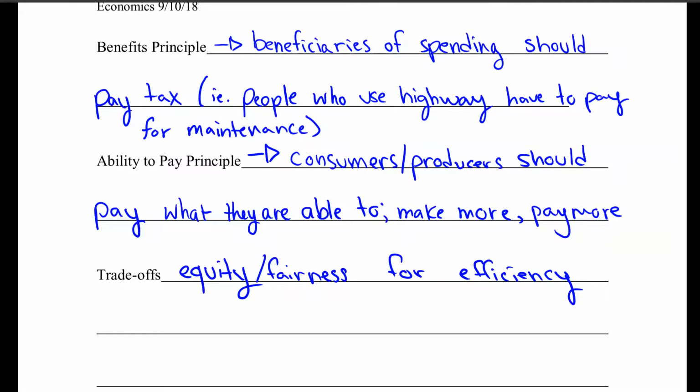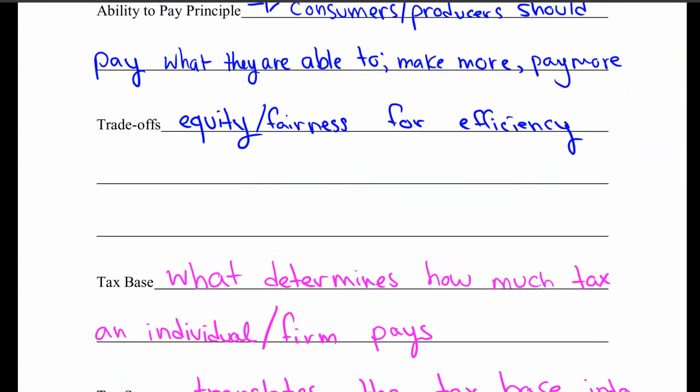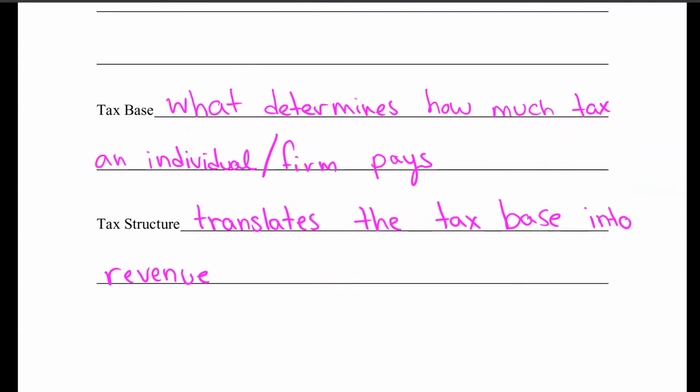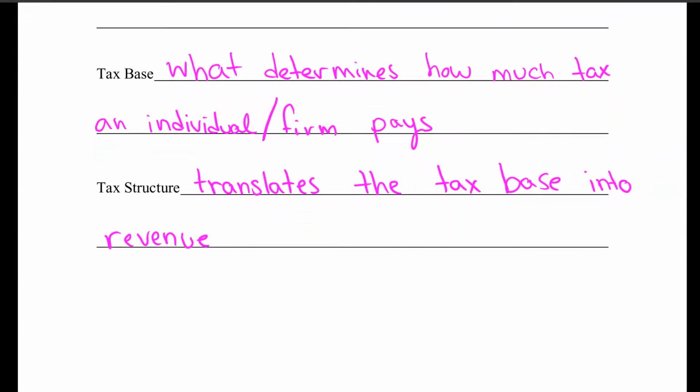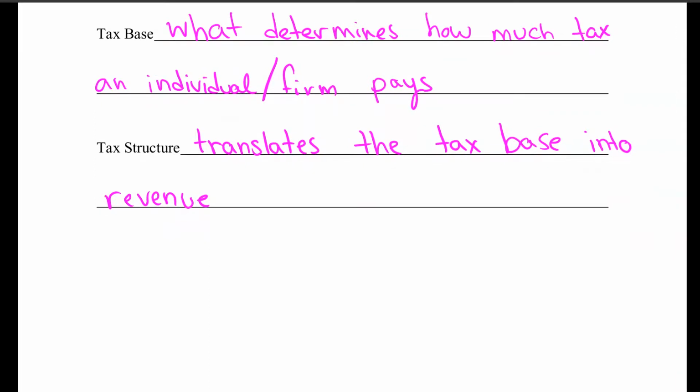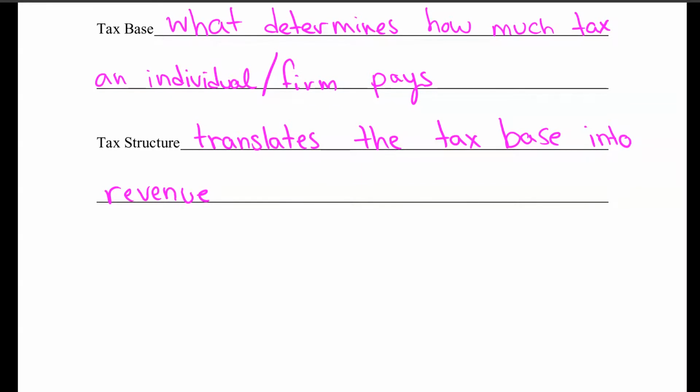All right, so now we've got just some specific tax vocab to dig into. So a tax base is going to be what determines how much an individual or firm pays in taxes. So that's going to be like your taxable income. If you're a company, that's going to be your real estate, all that stuff. Tax structure is what takes our tax base and turns it into revenue. So say our tax base is the monthly salary of an employee, which is $3,000. The tax structure is going to be, well, we're taxing 10% of that $3,000, which turns it into the revenue that the government gets.